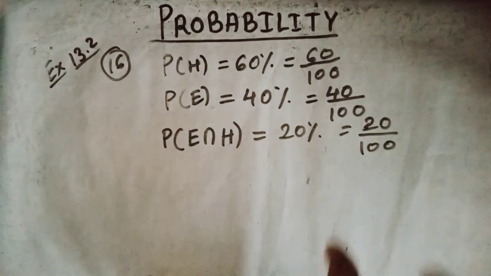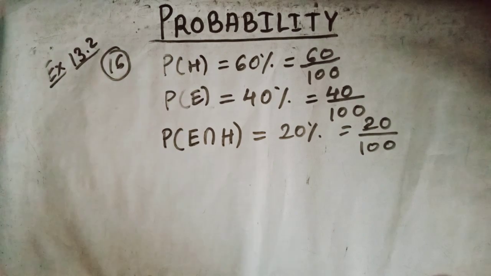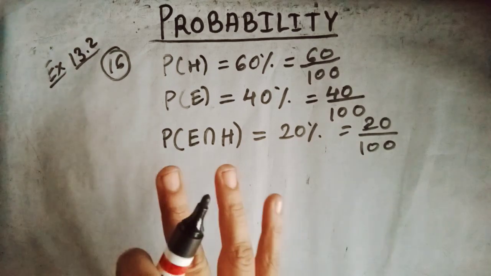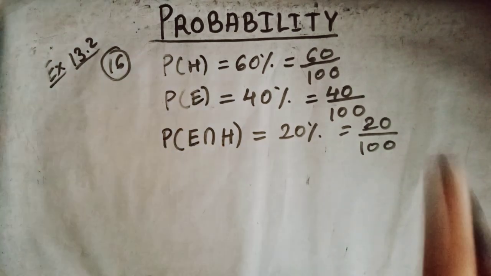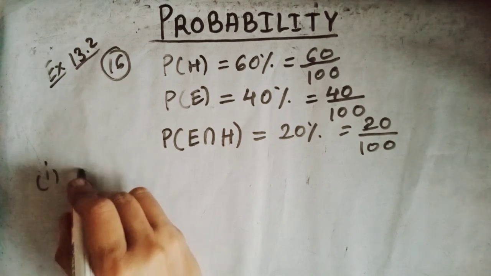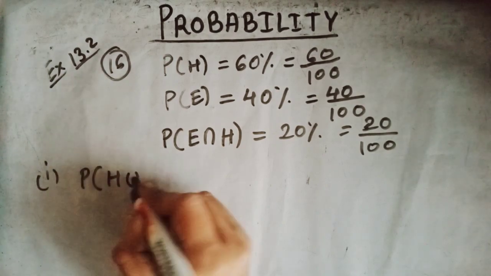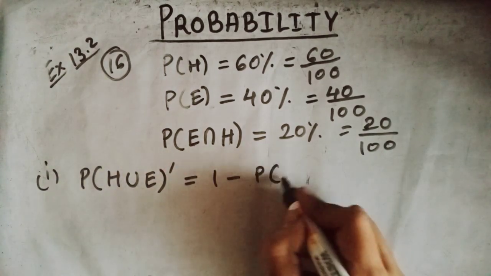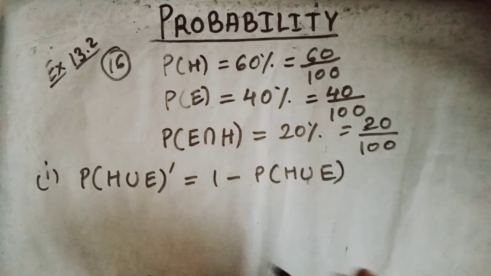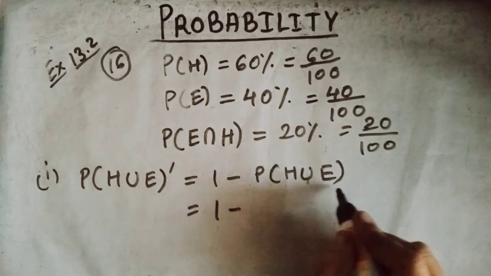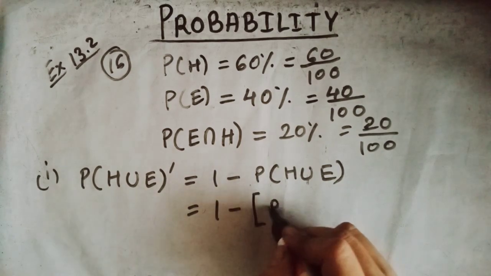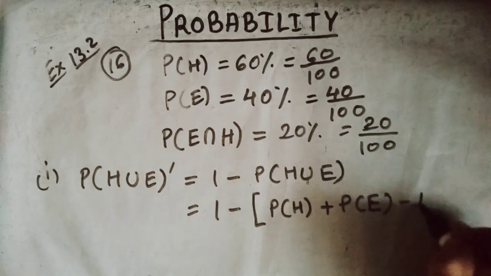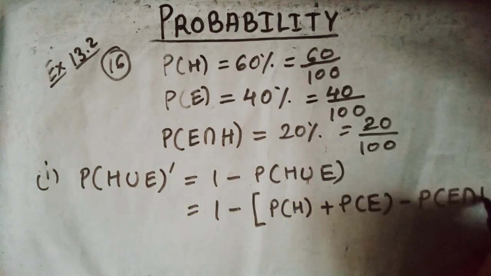Means she is not reading Hindi, not reading English. So not means you have to take the complement. That is complement of she is reading Hindi or English. So P of (Hindi or English) complement will be 1 minus P of H union E. So we know the formula for this: P of H plus P of E minus P of E intersection H.